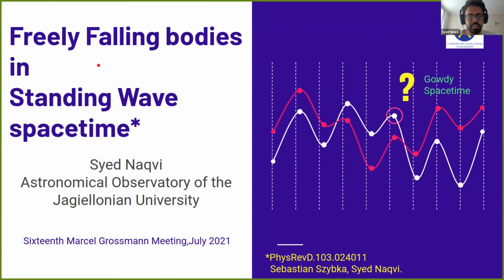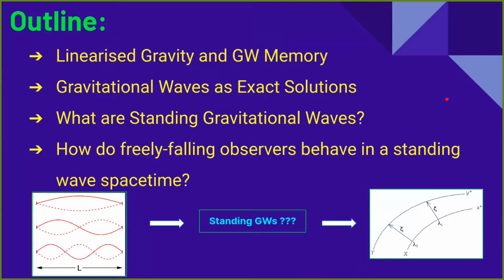It is freely falling bodies in standing wave space-time. So the idea is to understand an exact solution of Einstein field equations which has standing waves, and see how particles behave in it. And on your right, you have a cartoon type image with two waves. You can superimpose them in, let's say, a mechanical or electromagnetic setting. But if you are superimposing two waves in general relativity, then there are some non-linearities to take into account. So the idea would be to see what these non-linearities are in the space-time which we study, which is an example of a Gowdy space-time. So first, I'll quickly go through the linearized gravity, which we all know, and something about gravitational wave memory.